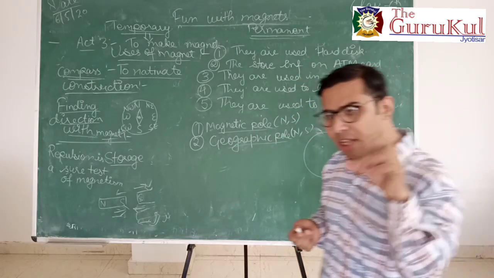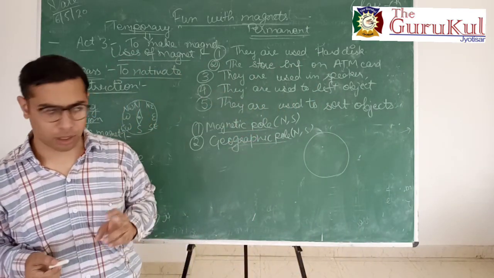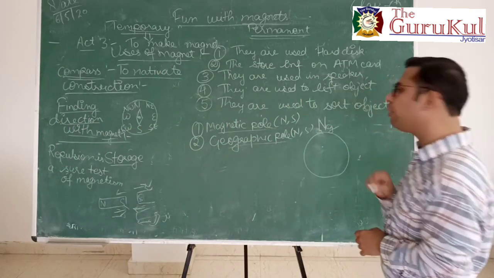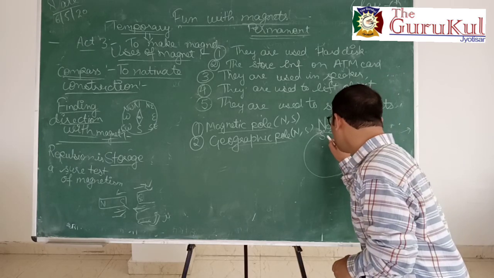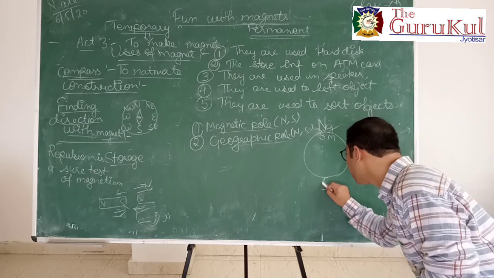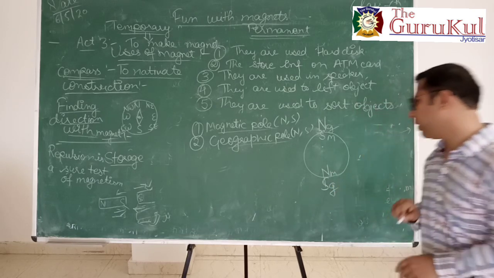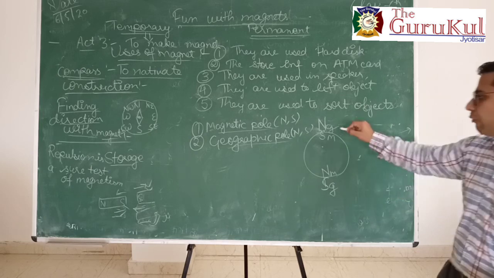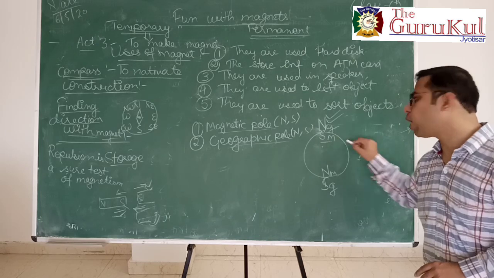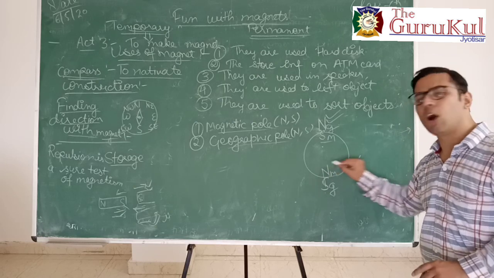Remember this very carefully, that geographic pole and magnetic pole are opposite to each other. That means if this end of the earth is the north geographic pole, then this end will be the south magnetic pole. If this end is the south geographic pole, then this end will be the north magnetic pole. Understand? They are always opposite, geographic pole and magnetic pole.